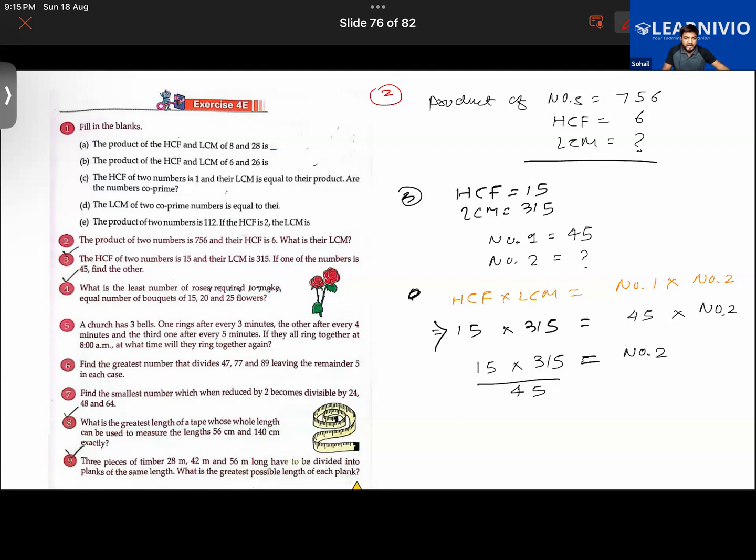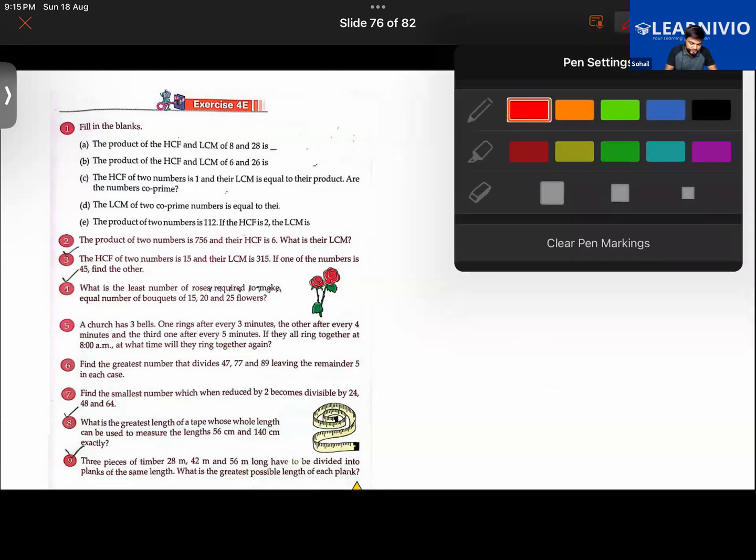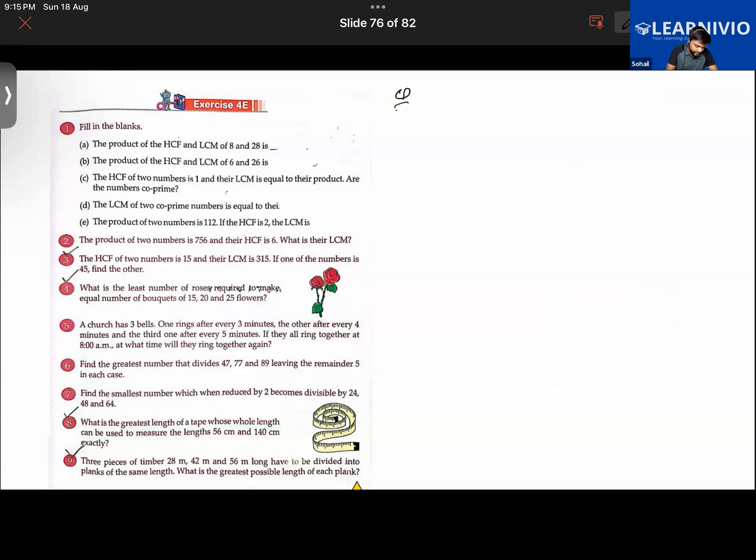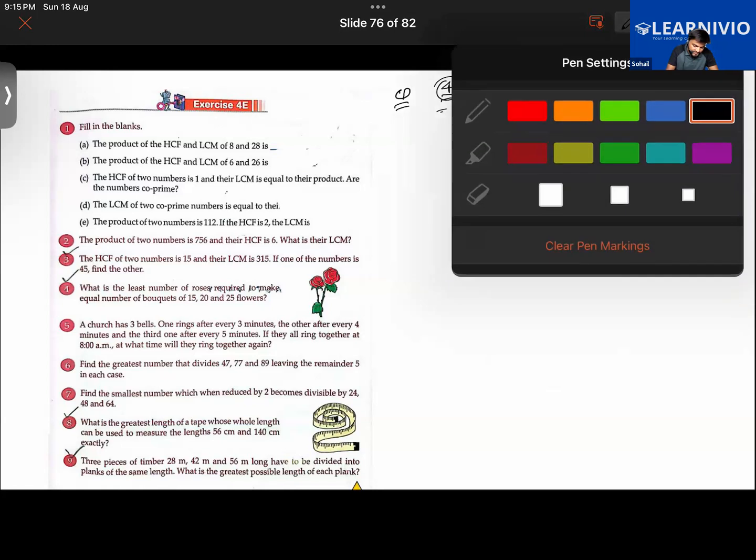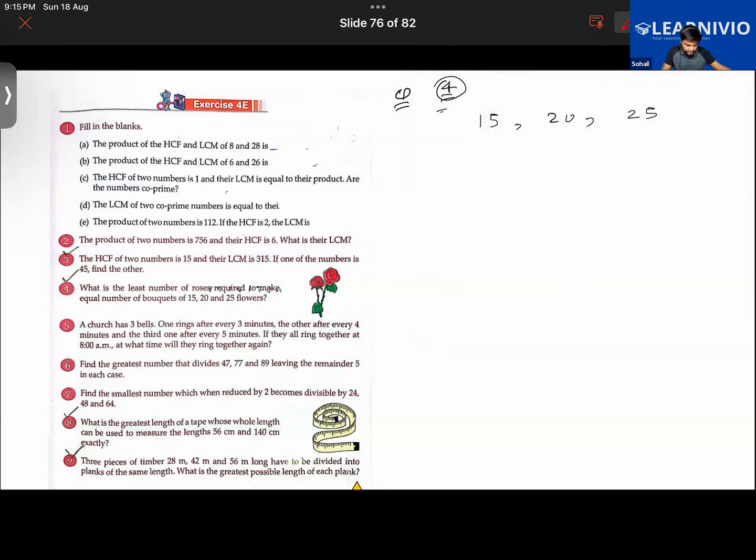Now, the next question asks: what is the least number of roses required to make an equal number of bouquets of 15, 20, and 25 flowers? Here, basically, question number 4: equal number of bouquets of 15, 20, and 25 flowers have to be made. You understand what a bouquet is, right?